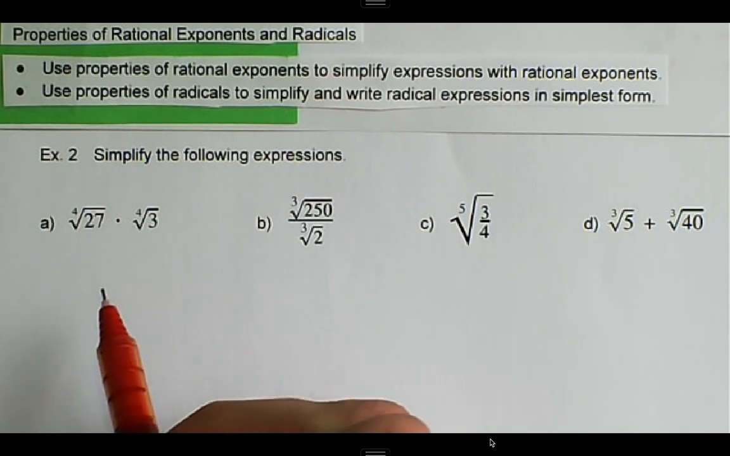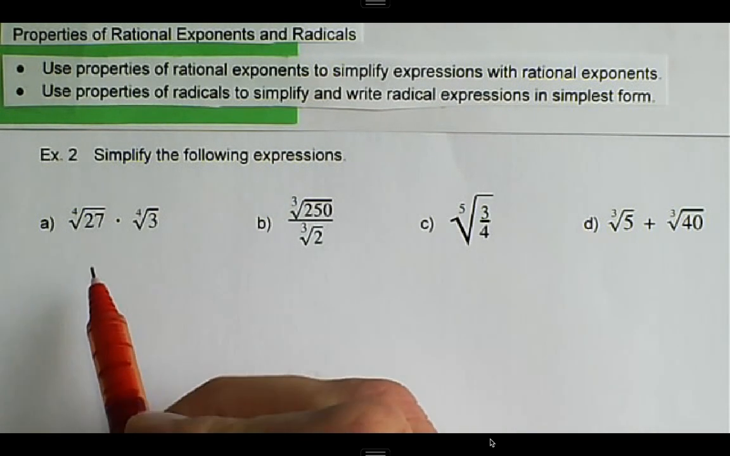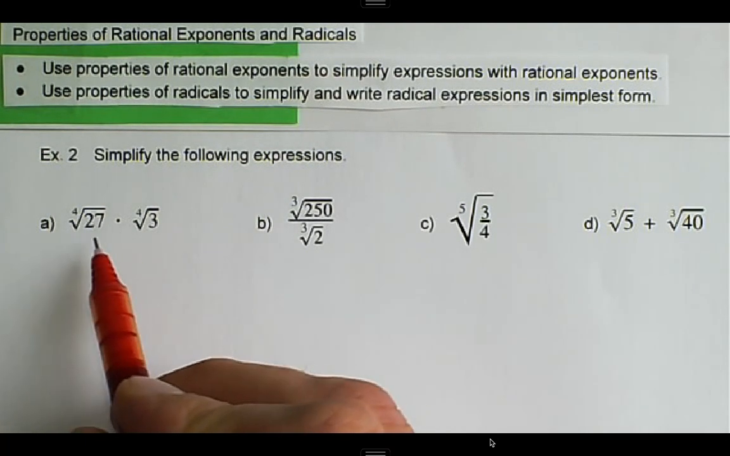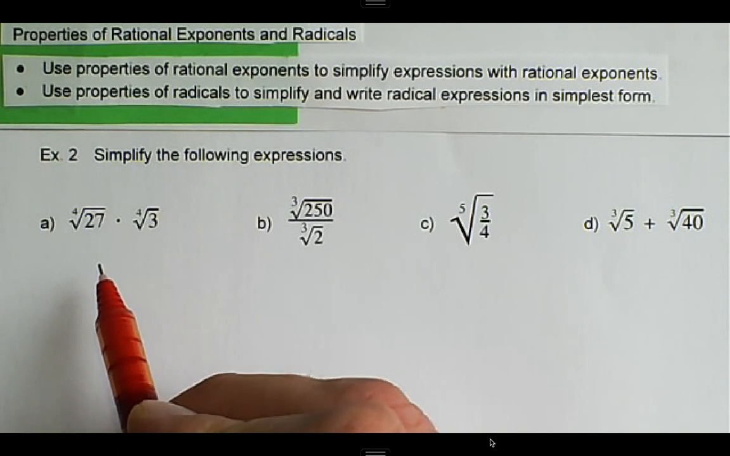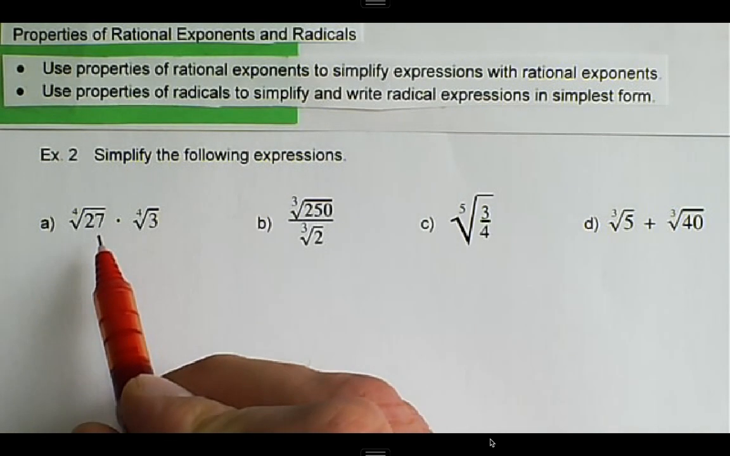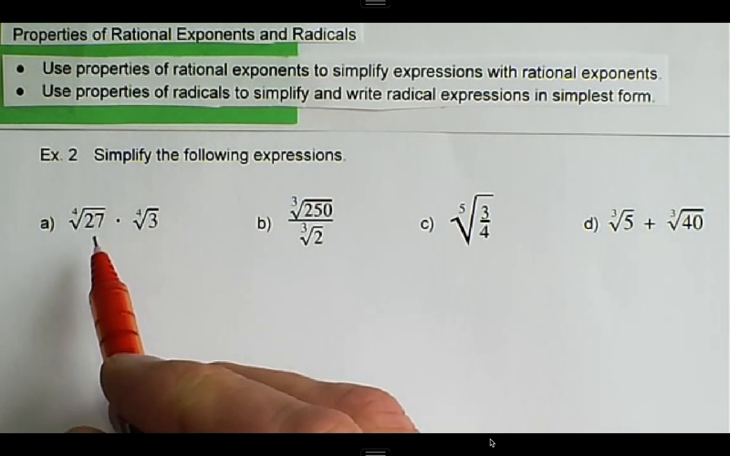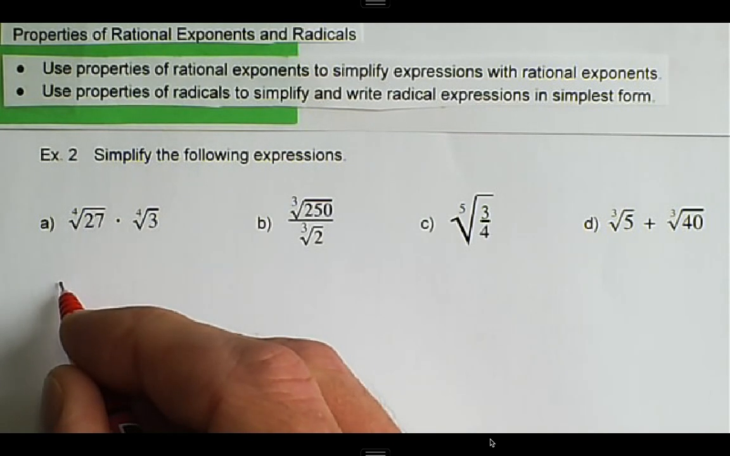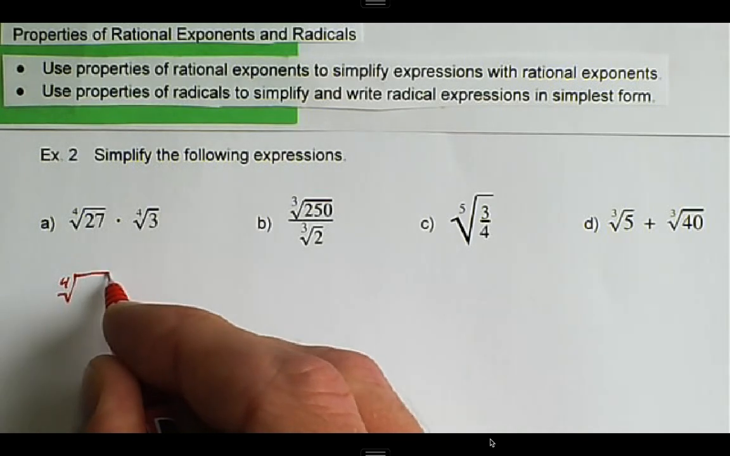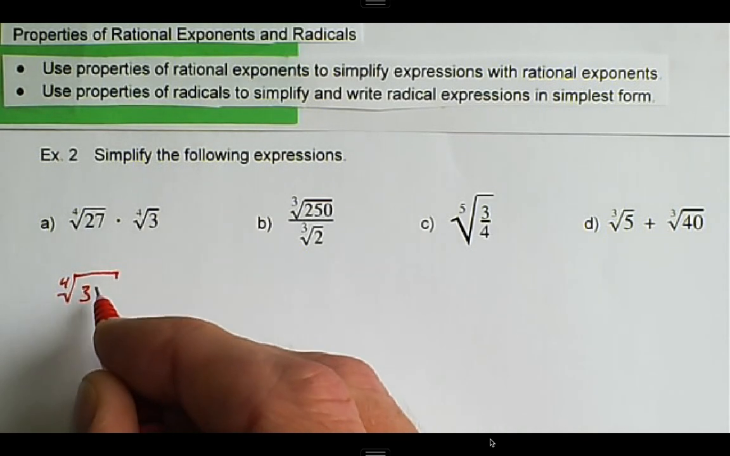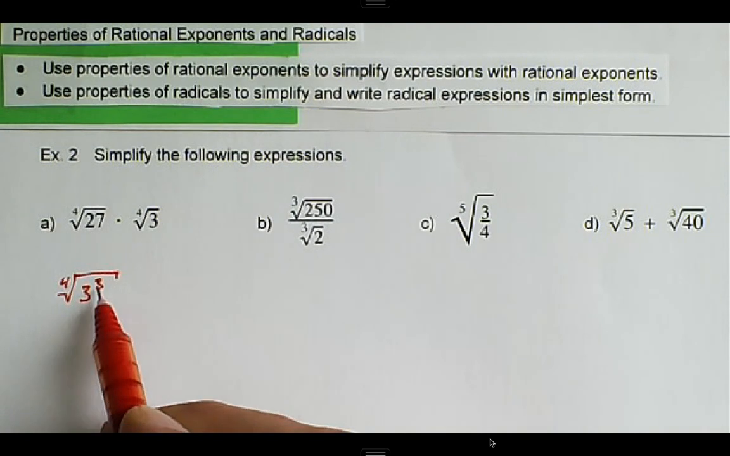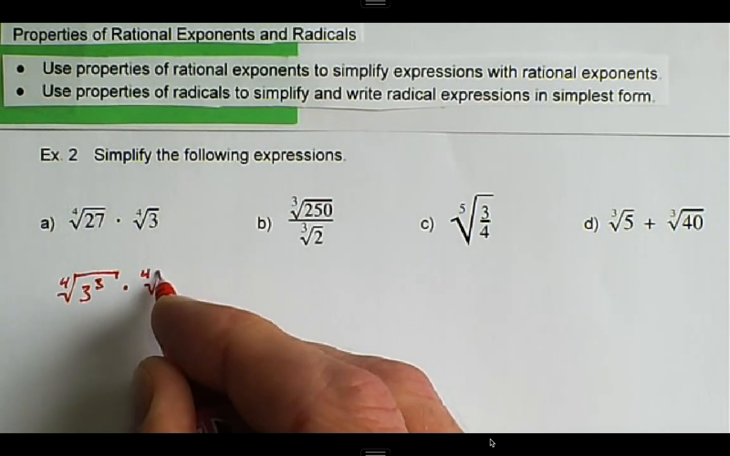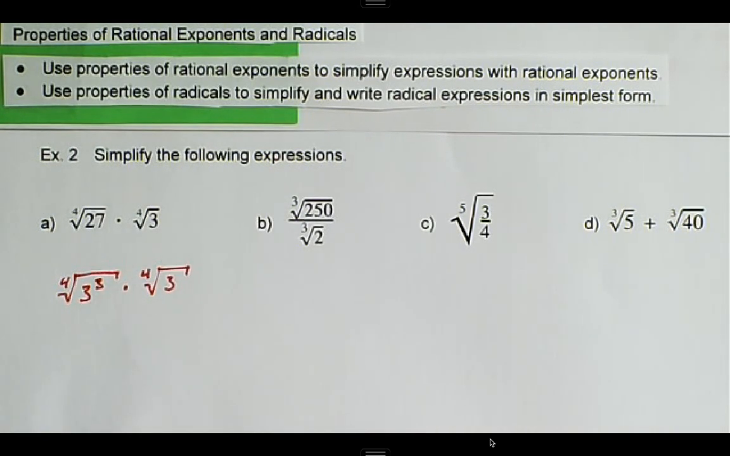It would be great if we could plug this in a calculator and get a value, but in this case, we can't. But what we can do is find different ways to rewrite the radicand, or the number that's under the radical. So 27, another way that we can write 27 is the fourth root of 3 to the third. We agree that 3 to the third is 27. And then we can still write the fourth root of 3.